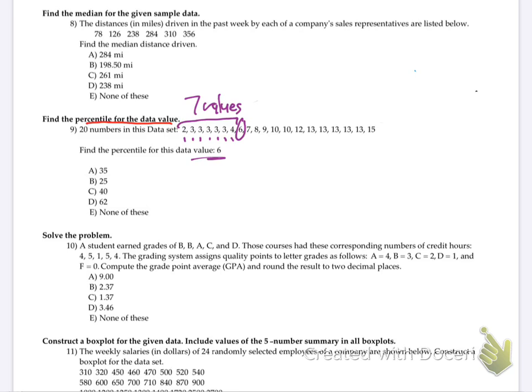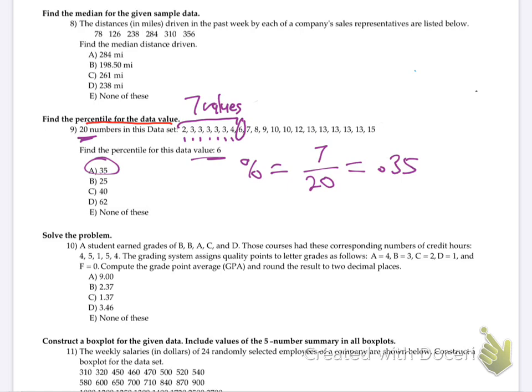So basically we're trying to figure out what percentage of the way along is that 6. What percentage along the way is he? His percent is 7 out of what total? Oh, 20. It says right there, 20 numbers. 7 out of 20. Divide that in your calculator. 0.35. There it is. That's 35 percentile.